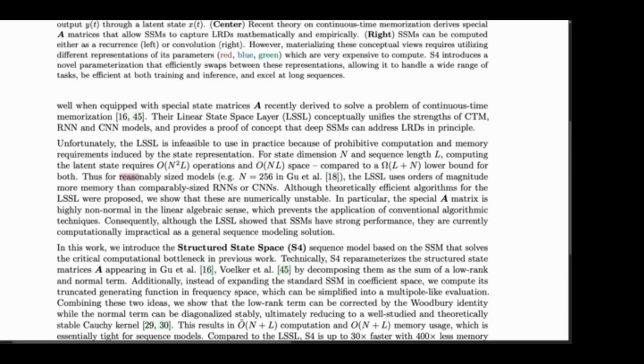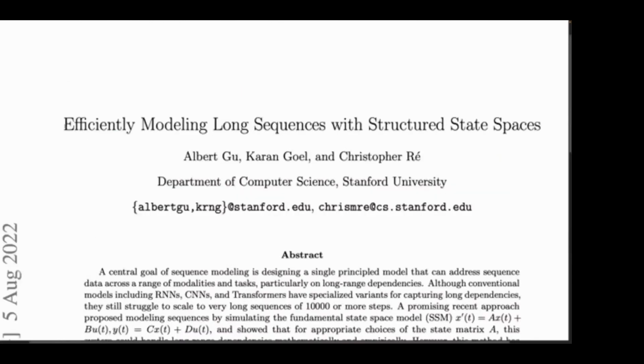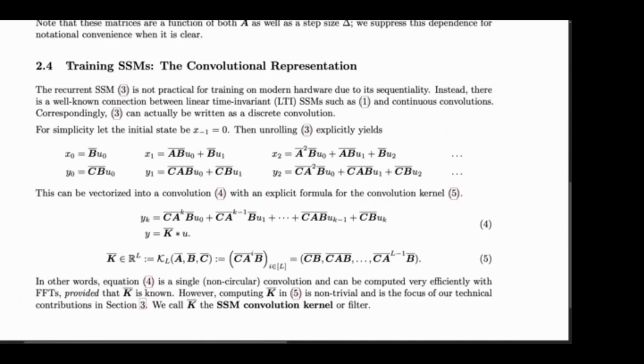In fact, for reasonably sized models, such as when the state dimension is 256, the linear state space layer uses orders of magnitude more memory than comparably sized RNNs or CNNs. That brings us to the S4 model, introduced in efficiently modeling long sequences with structured state spaces. What we'd really like to be able to do is use the convolutional interpretation we've just seen to efficiently train our state space model.